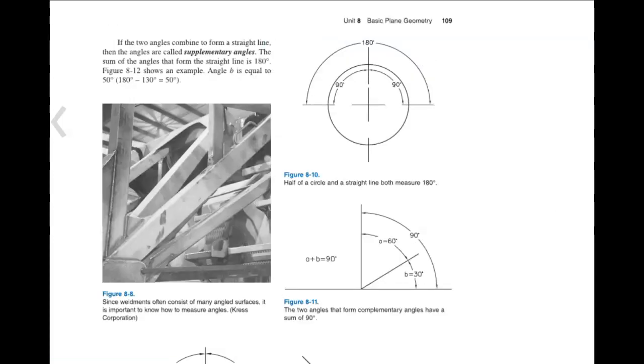If the two angles combine to form a straight line, then the angles are called supplementary angles. The sum of the angles that form the straight line is 180 degrees. Figure 8-12 shows the example. Angle B is equal to 50 degrees. 180 degrees minus 130 degrees equals 50 degrees.